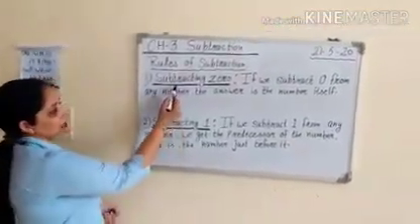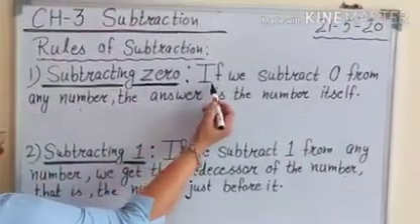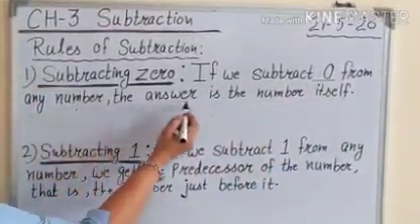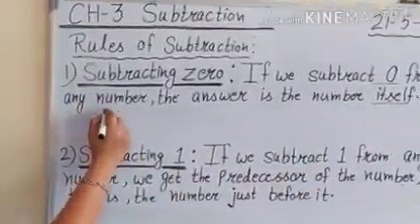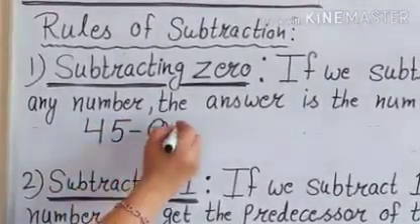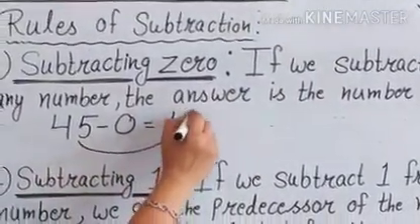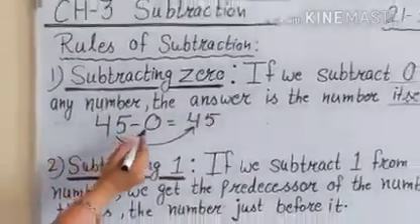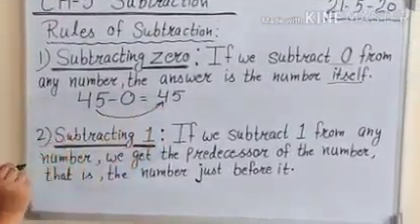Our first rule of subtraction is subtracting 0. What does that rule tell us? If we subtract 0 from a number, the answer is the number itself. Let me take an example. If I subtract 0 from 45, then what will be the answer? Same number, 45. So what we see here is, whenever we subtract 0 from any number, the answer will be the same number.